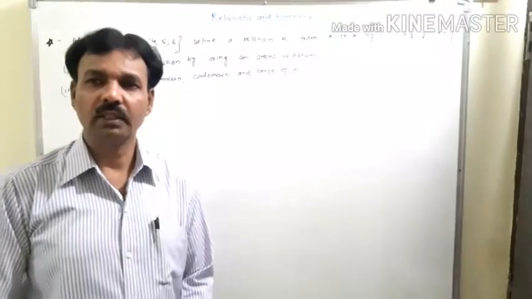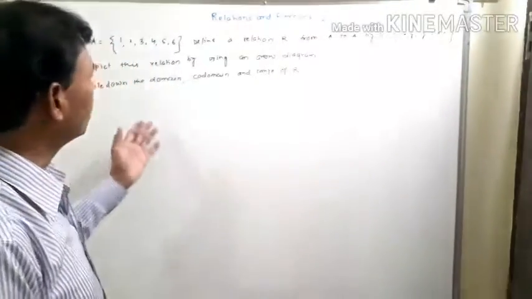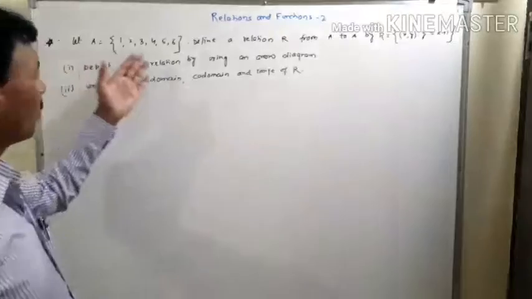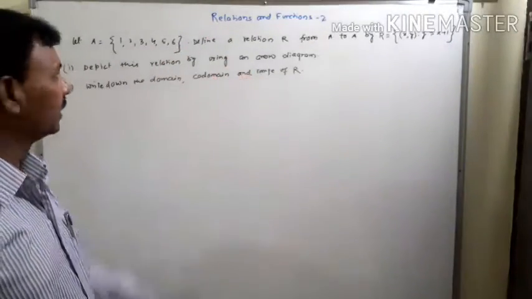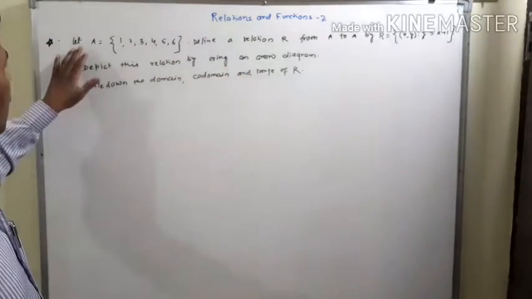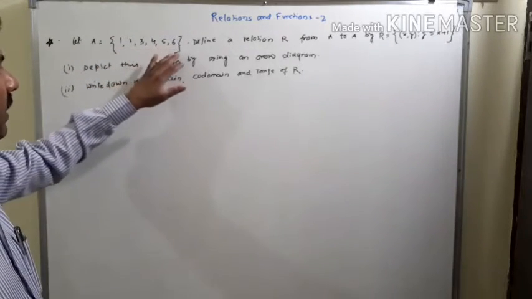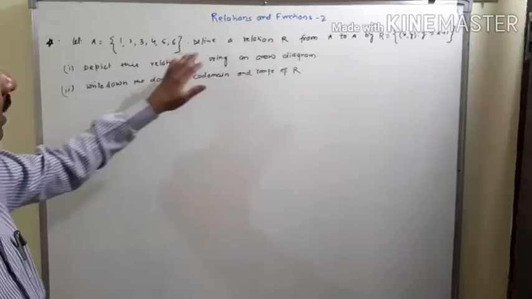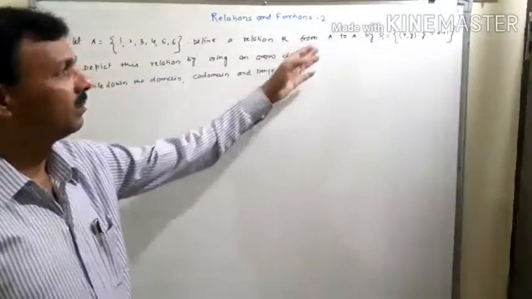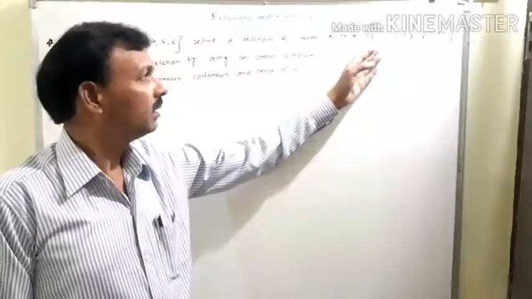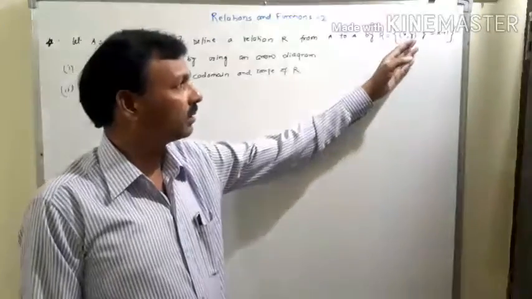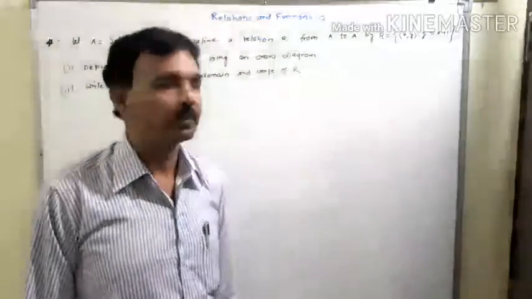Hello students, in this video we will discuss a numerical problem related to the relation topic. The problem is: let A = {1, 2, 3, 4, 5, 6} be a set. Define a relation R from A to A by R = {(x, y) such that y = x + 1}.